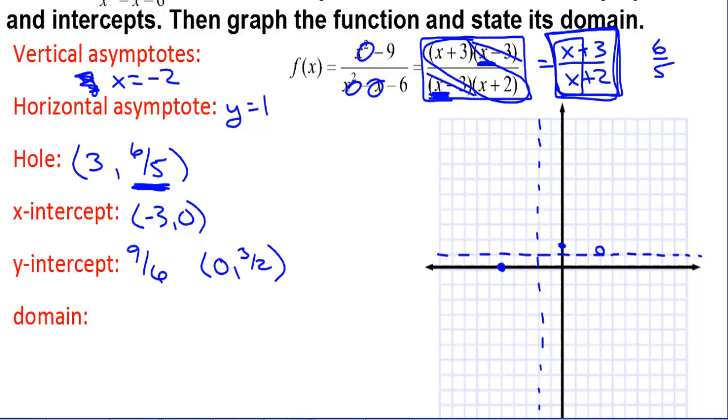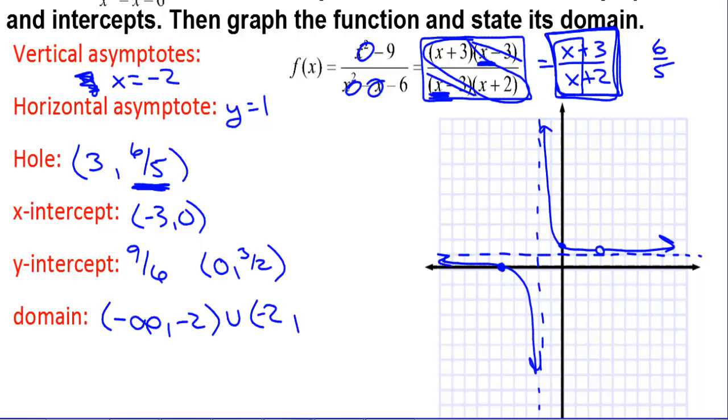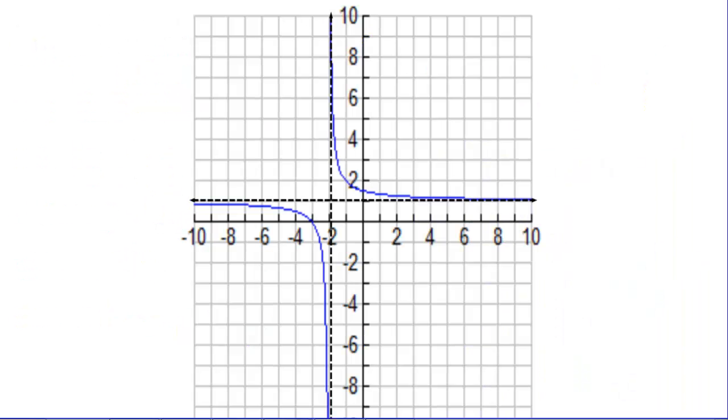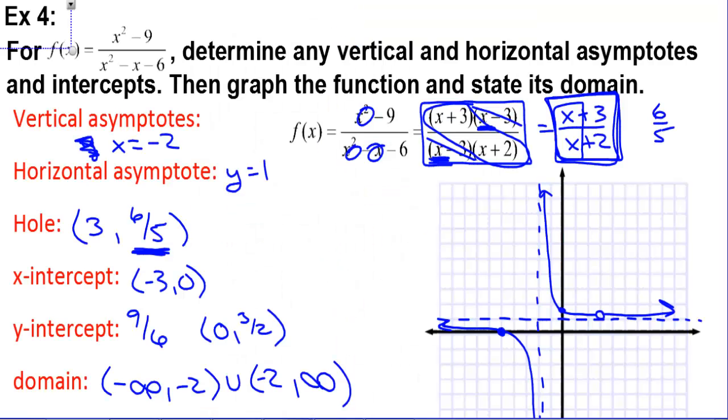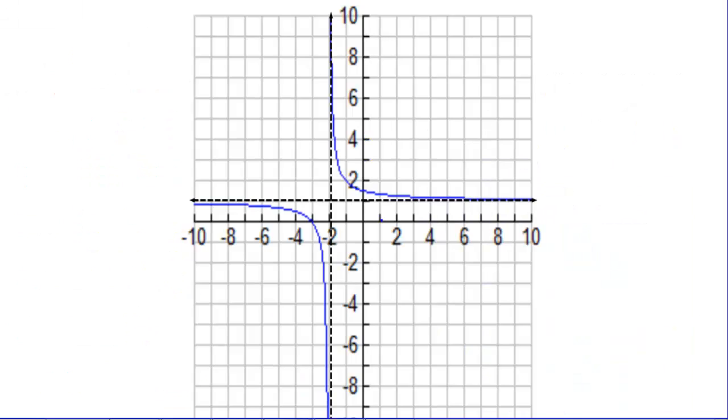And now I pretty much have what the graph should look like. Like that, hug asymptotes there, hug asymptotes there. And the domain is from negative infinity to negative 2, union with negative 2 to infinity. And there's a nice representation of it. A lot of the graphing utilities that we use don't do a very good job of showing holes, but we have a hole at 3, and that was 6/5 right there.